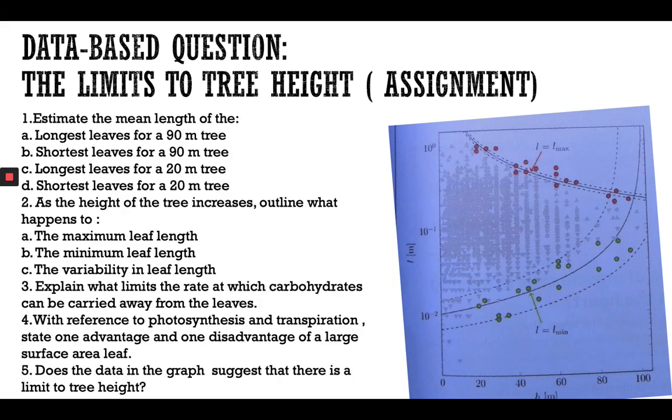You're going to estimate the mean length, then as the height of the tree increases, outline what happens, and explain what limits the rate at which carbohydrates can be carried away from the leaves. So these are the questions you're going to answer, and this is going to be your assignment.